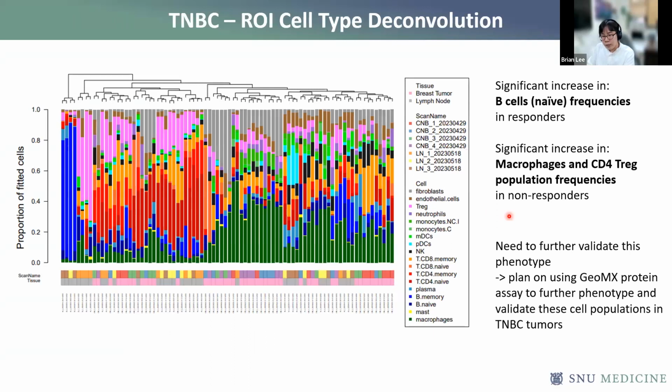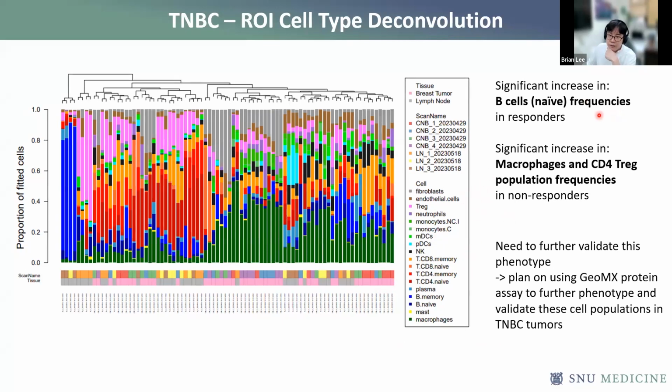And not only that, we used a ROI cell type deconvolution algorithm because these are ROIs and not single cell targets. There's going to be dozens or hundreds of cells within a single ROI. And so we wanted to be able to predict, based off the gene signatures within that ROI, what are the different proportions or frequencies of cell types within a single ROI. And so we use a deconvolution algorithm to essentially predict the different types of immune cells that are within a single ROI.